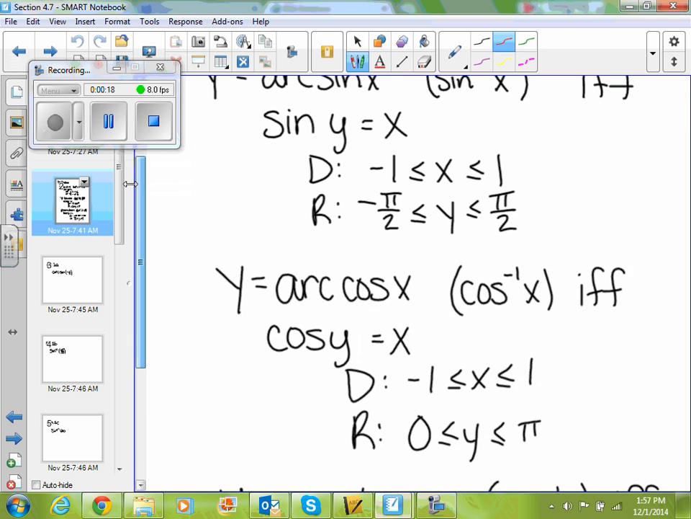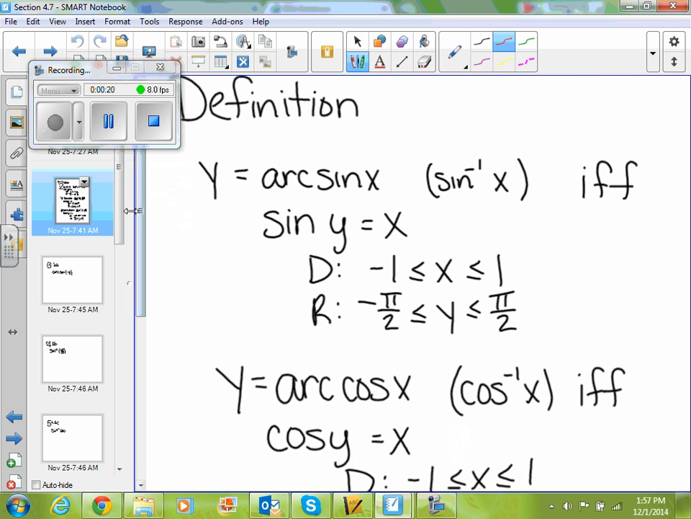Alright, so if we go over what that means, we use the expression arc to mean the same thing as inverse when talking about sine function. So when you hear arc sine, it's the same thing as saying the inverse of sine. And with all inverses, what we're doing is we're switching our x's and y's. So if y equals the inverse sine of x, then sine of y equals x. We switched our x and y to make it be an inverse.